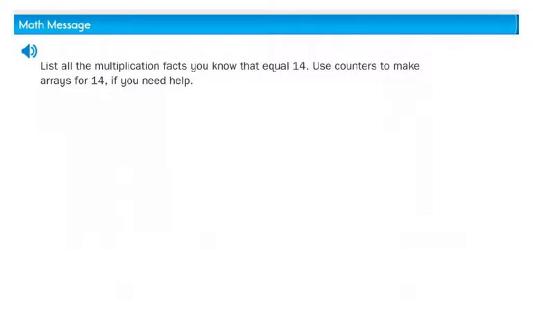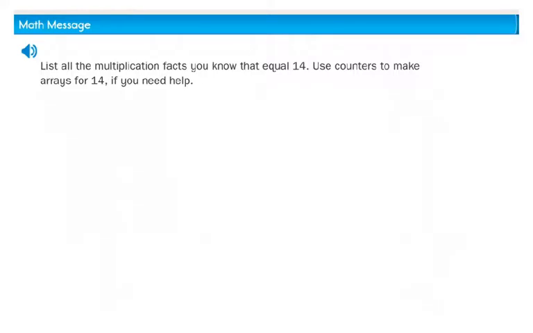Here is another time you're really going to need to know your facts or have that chart next to you. This is not in your math journal. We are still working on your whiteboard. So, number 1 on your whiteboard, list all of the multiplication facts you know that equal 14. Use counters to make arrays for 14 if you need help.